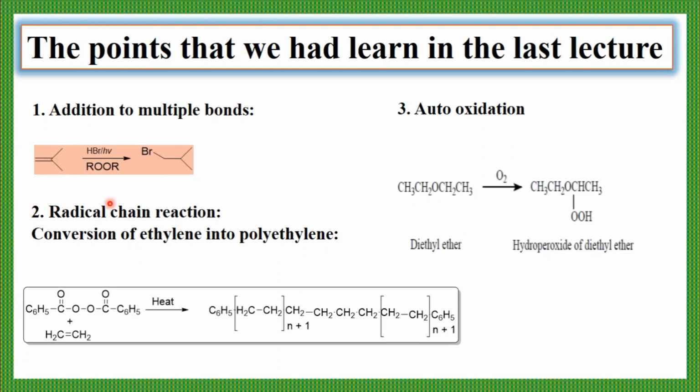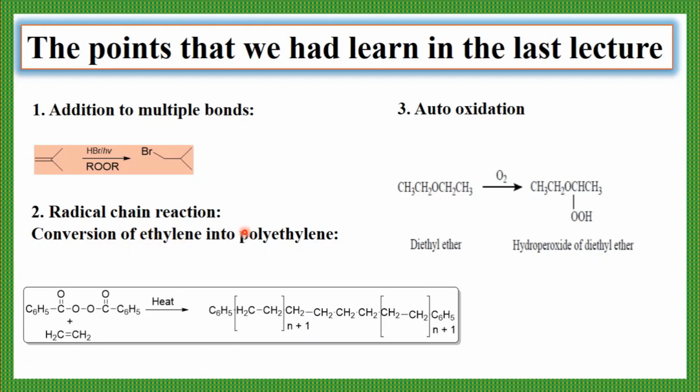So this is the point that we had learned in the last lecture, that is addition to multiple bonds. And under this we have taken this example, addition of HBr to this isobutene in presence of H mu and your dialkyl peroxide. Then again, in the last lecture we had learned this radical chain reaction, and in that we had taken the example, that is conversion of ethylene into polyethylene.